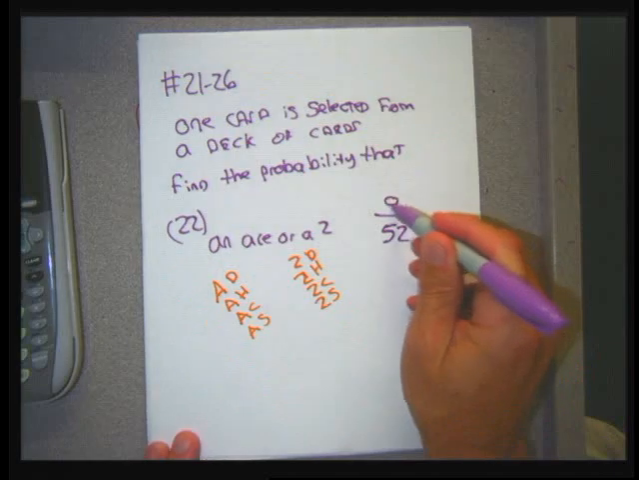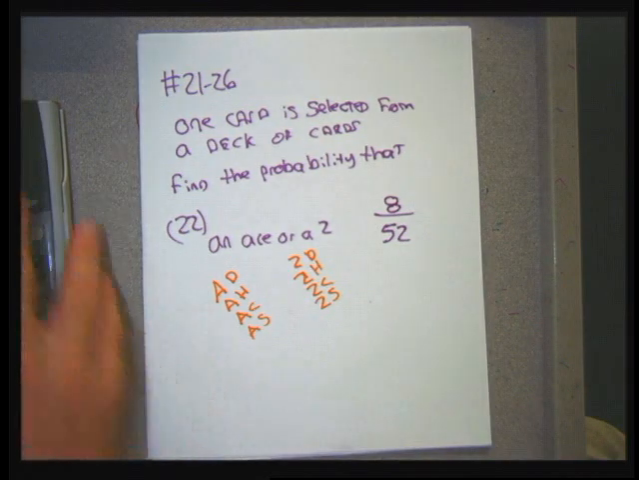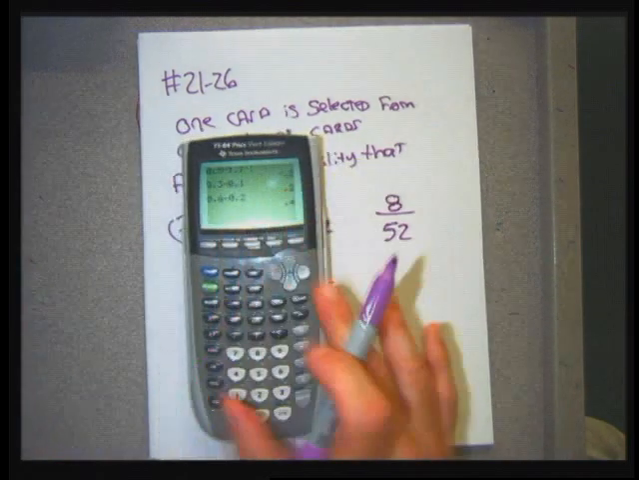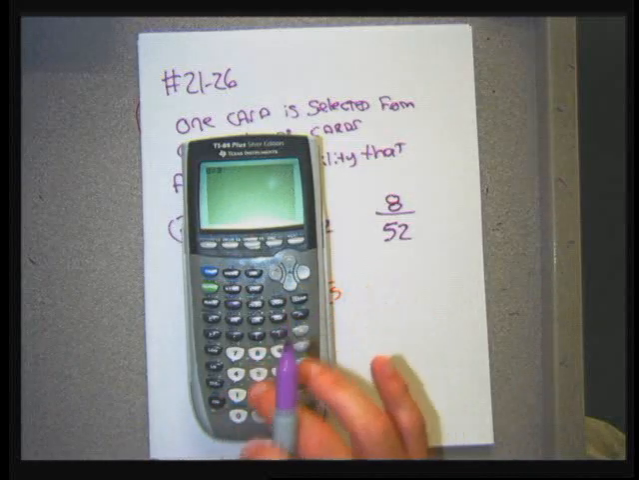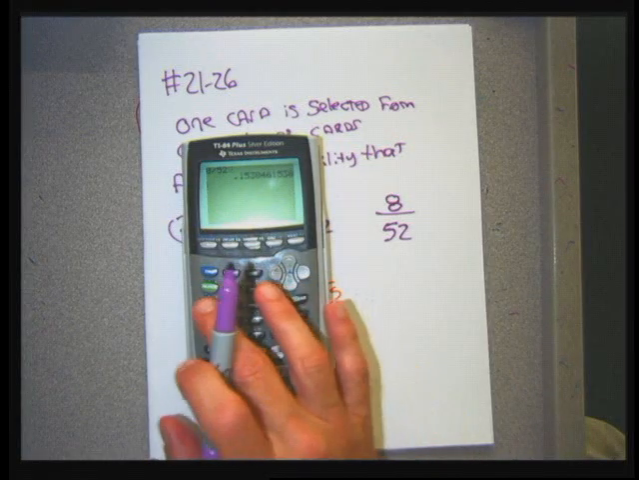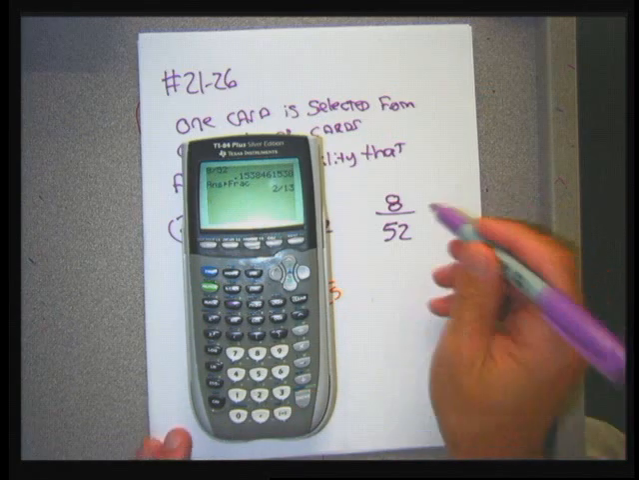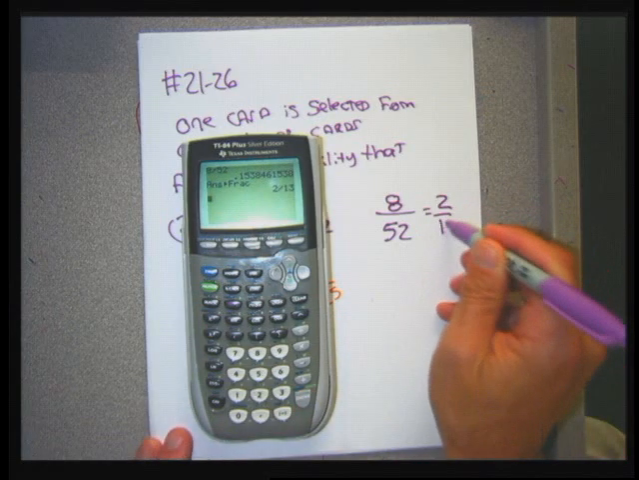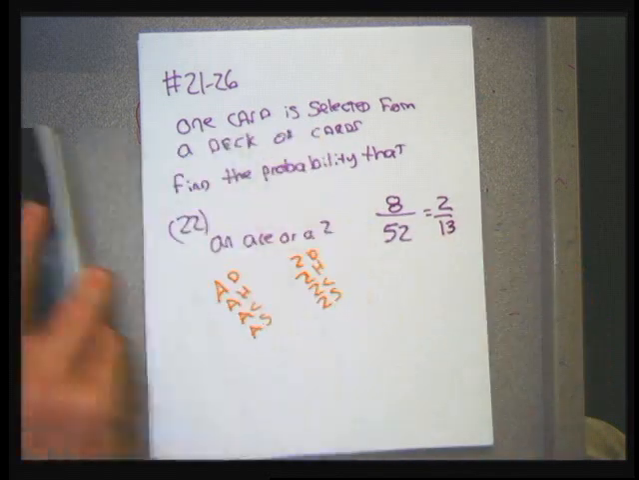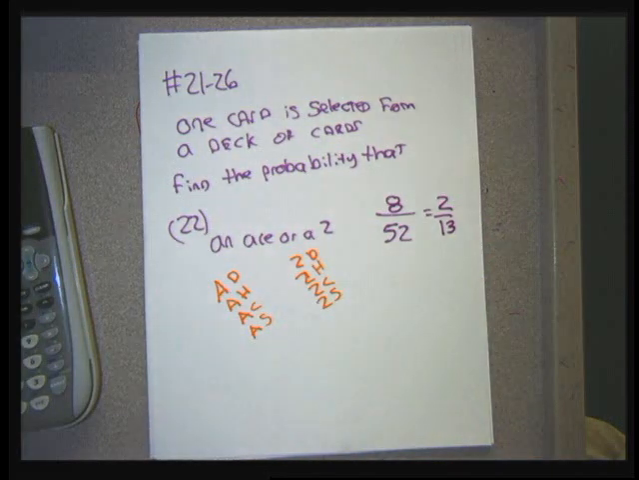So I'm going to say the probability is 8 over 52. Really don't need the formula for that at all. And if I reduce 8 over 52 on my calculator, I do 8 divided by 52, math, enter, enter, I get that this fraction reduces to 2 over 13. If this was an odd problem, 2 over 13 would be the author's answer.